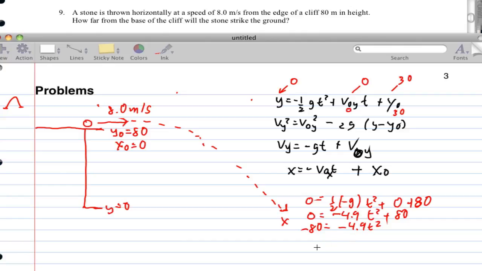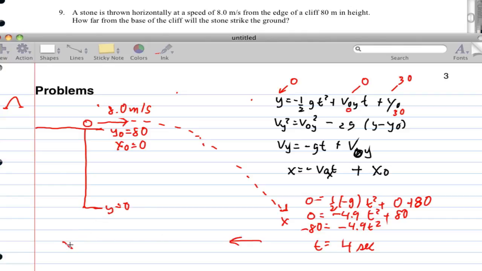And I'm just going to tell you right now, because I happen to know a little bit of math here, this is going to be about 4 seconds. A little bit under 4. So when we actually work that out, we'll get 80 divided by 4.9. We take the square root. It's a little bit over, so about 4 seconds. That's perfect. Now we can use that in the x formula.